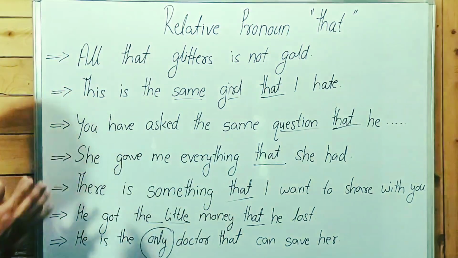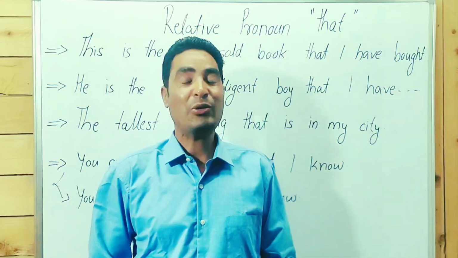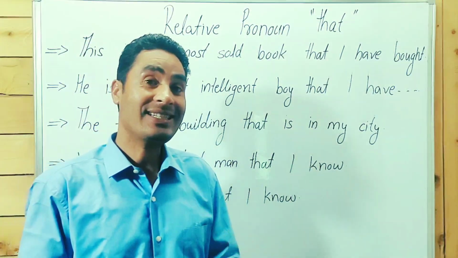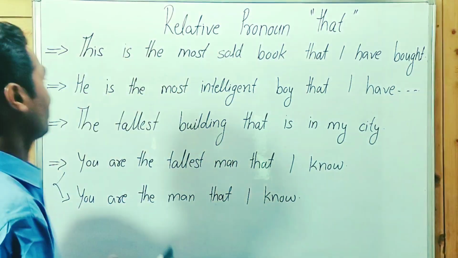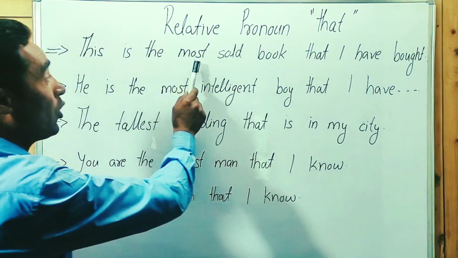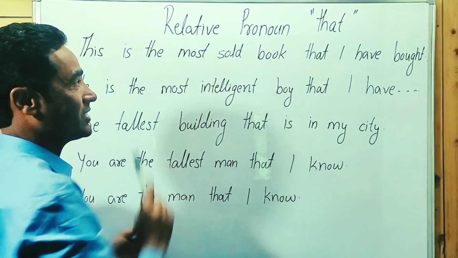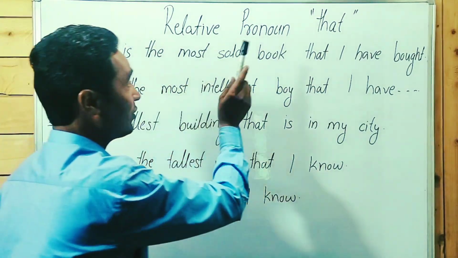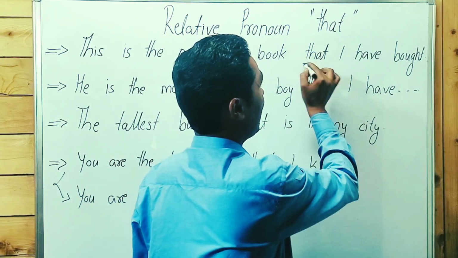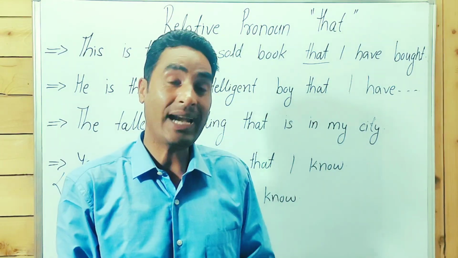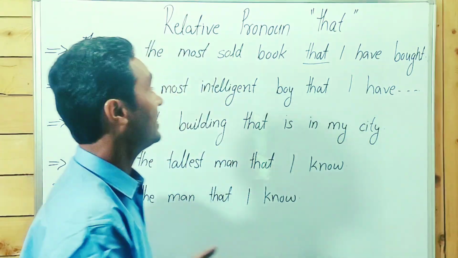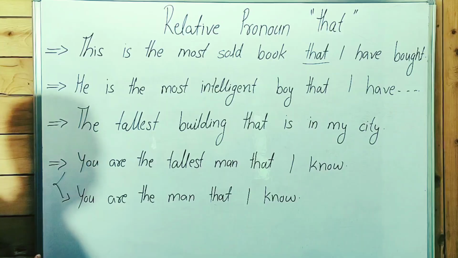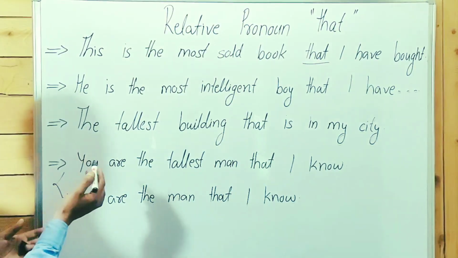If you want to take a screenshot, you can take. Have a look at the word. Here are some examples. That is used when the antecedent is used with superlative degree. This is the most sold book. Guys, point to the most sold. The most is a superlative degree. This is the most sold book that I have bought. That is a relative pronoun. We use that when the antecedent is written with superlative degree.